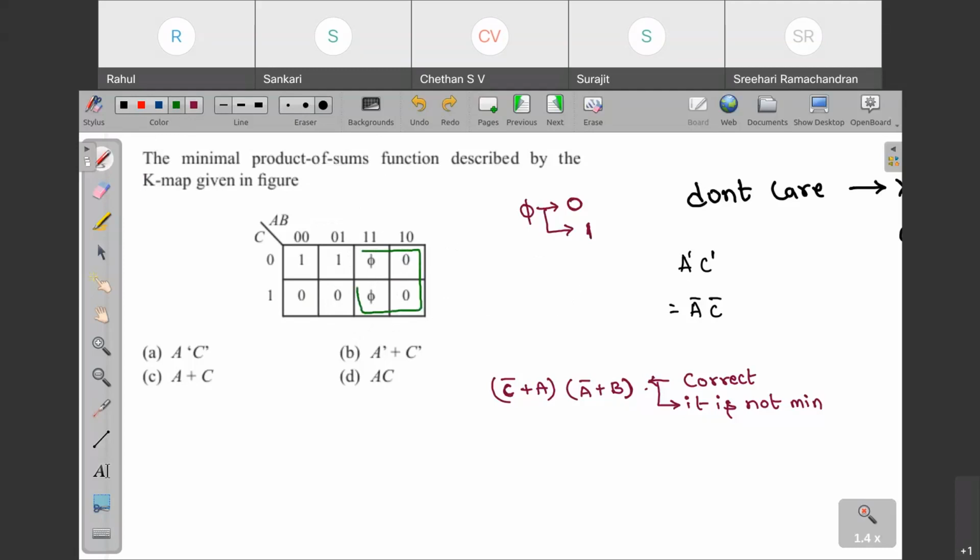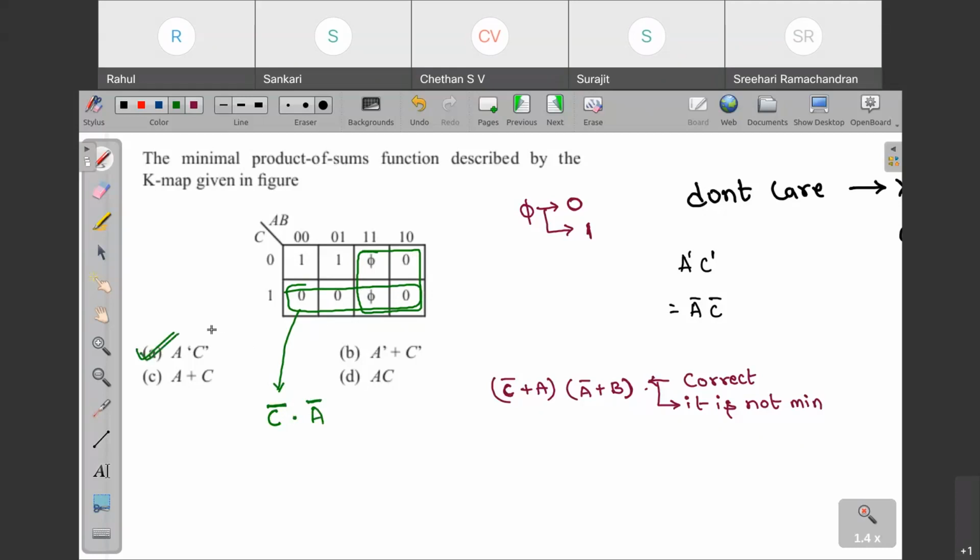I can make a group of 4 like this, and one more group of 4 I can make like this. Now if you solve, this will correspond to C equal to 1, so that is C complement. This is product of sum, so first the sum term, then product. What about this one? You can see A equal to 1, so that is A complement. So which option do we see?